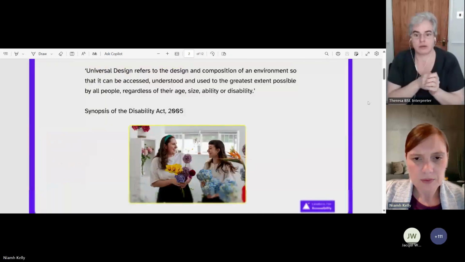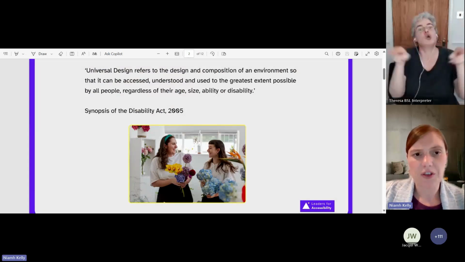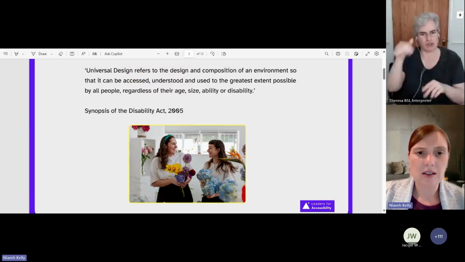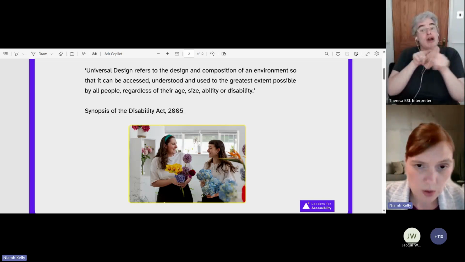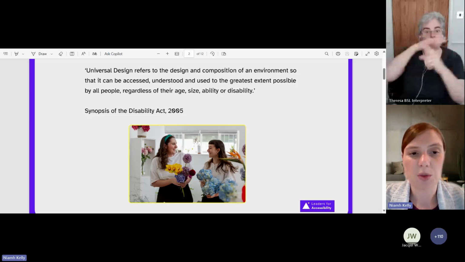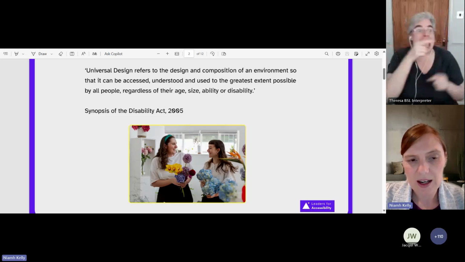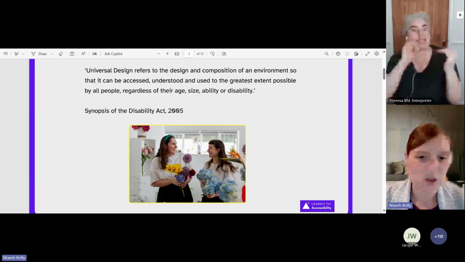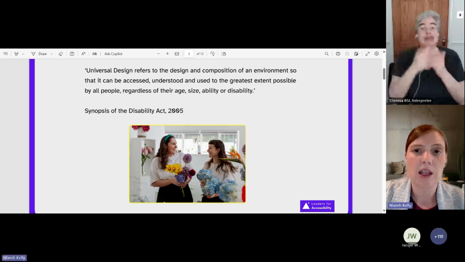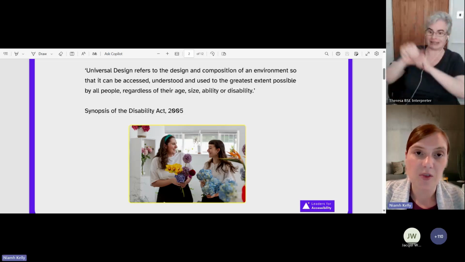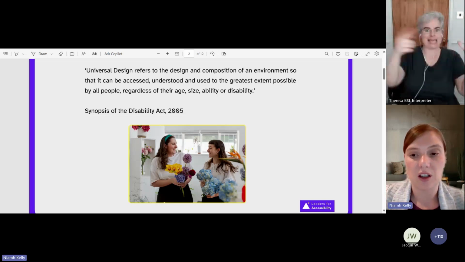And Jackie also mentioned the point there about universal design. If people aren't so familiar with what that is, it's trying to design an environment so that it can be accessed, understood, and used to the greatest extent possible by all people, regardless of their age, size, ability, or disability. And that comes from a Disability Act. So universal design is really about looking at the whole process and looking at everybody within the population that we're designing for.